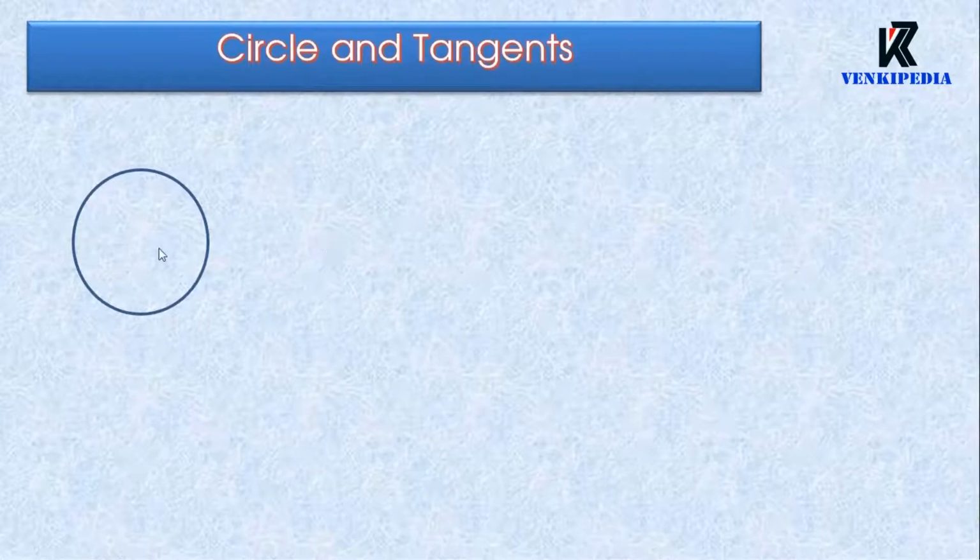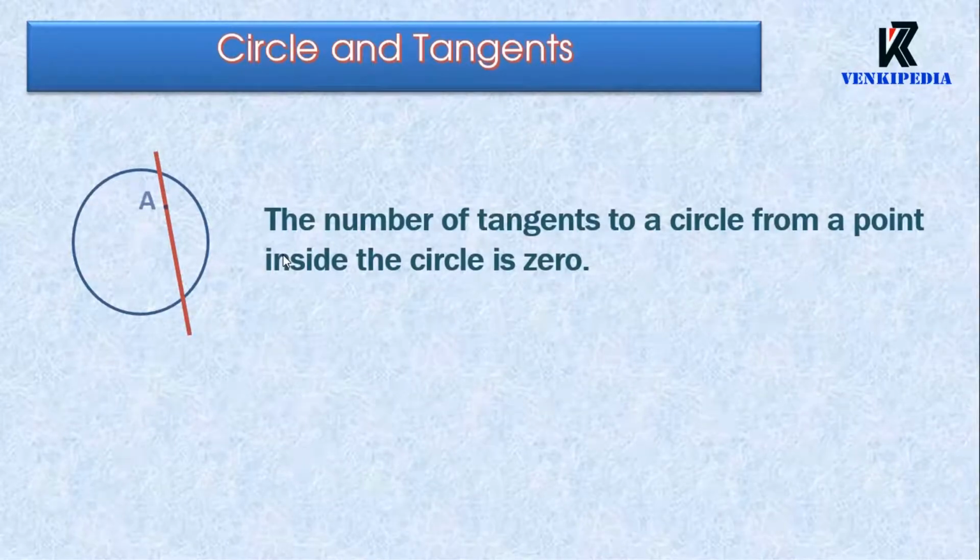Now let us take a point A inside the circle. Can you draw any tangent to the circle? Let us try. Now the straight line cuts the circle in 2 points and passes through the given point A. It is not a tangent. So we cannot draw a tangent to a circle from a point inside the circle.